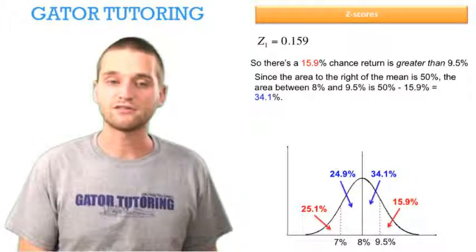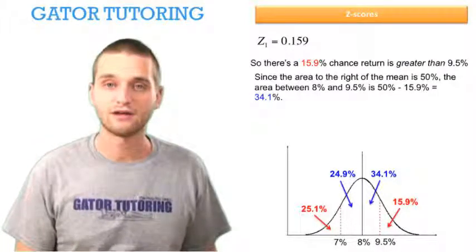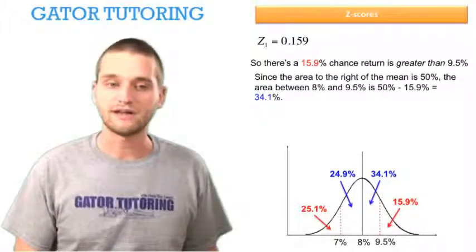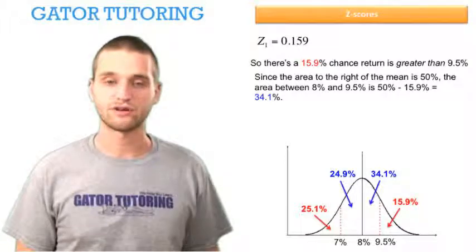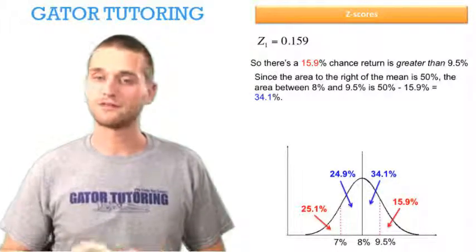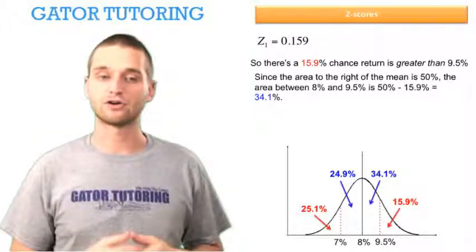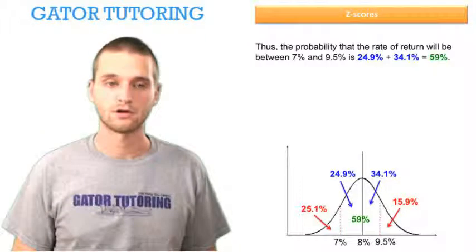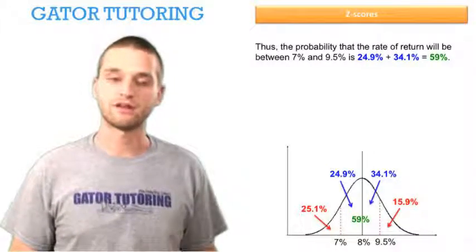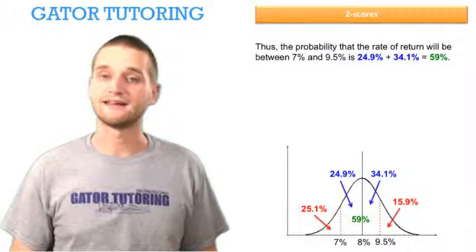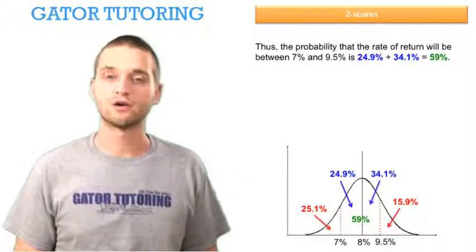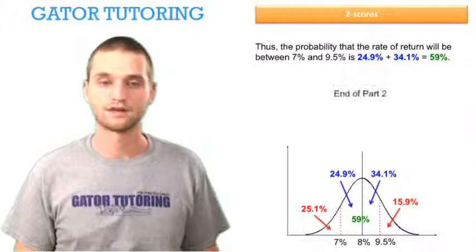Again, since the area to the right of the mean is 50%, based on the normal distribution being symmetric, the area between 8% and 9.5% is the total 50% minus the 15.9% that's in the upper tail, and that gives us 34.1%. Thus, the probability that the rate of return will be between 7% and 9.5% is the 24.9% plus the 34.1%, or 59%. And that's the end of part 2.